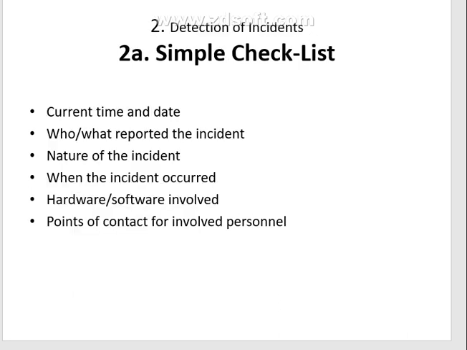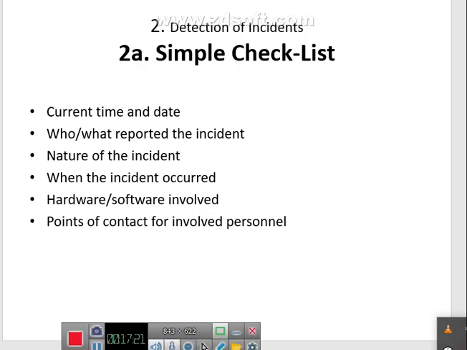So, a simple checklist can collect information such as current time and date, who or what reported the incident, the nature of the incident, when the incident occurs, hardware or software involved, as well as points of contact for involved personnel.